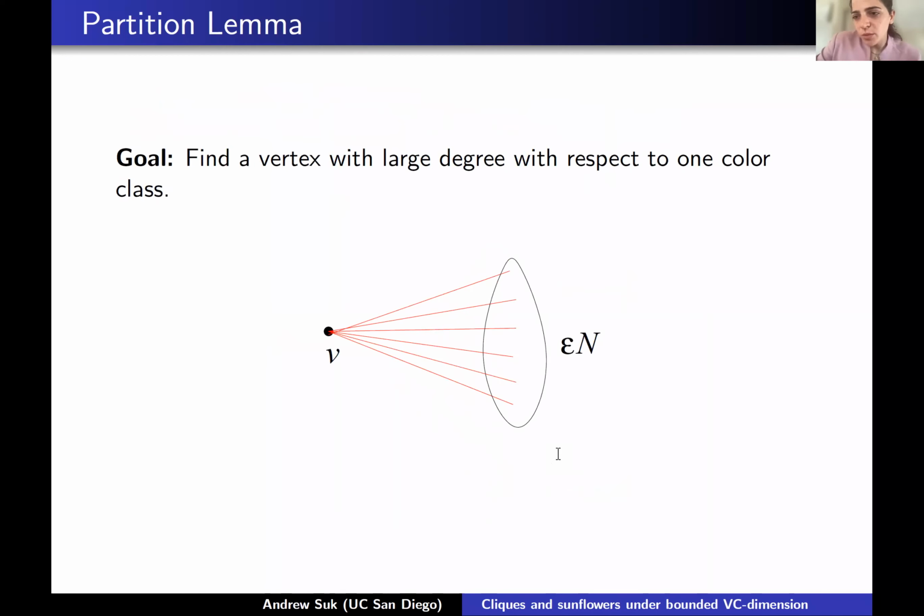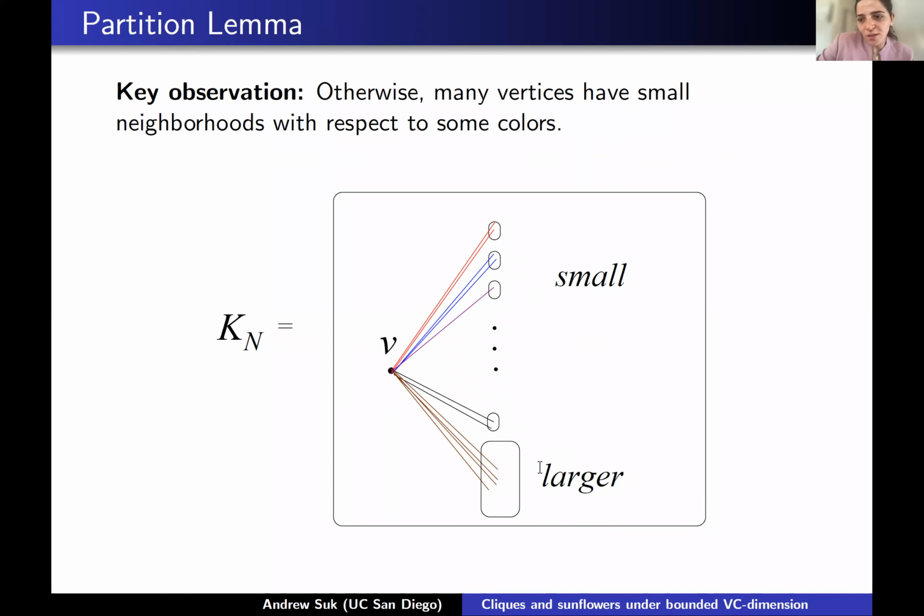What are these down neighborhoods? I think I'm a bit lost there. Sorry? Can you repeat this part? What are the neighborhoods that you have larger? So with respect to each color class, I mean. This is the neighborhood with respect to the red color class, and this is the neighborhood with respect to the blue color. So with respect to each of the m color classes.